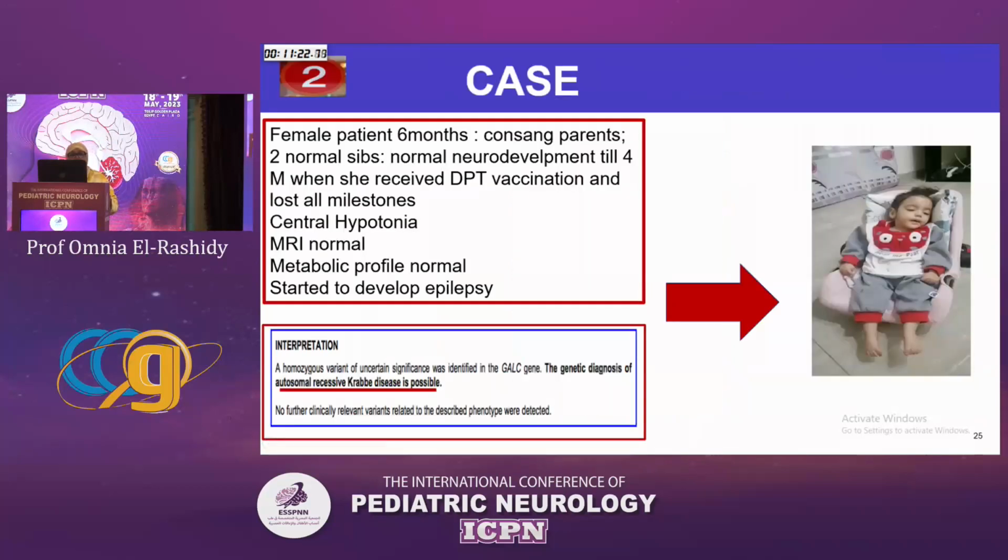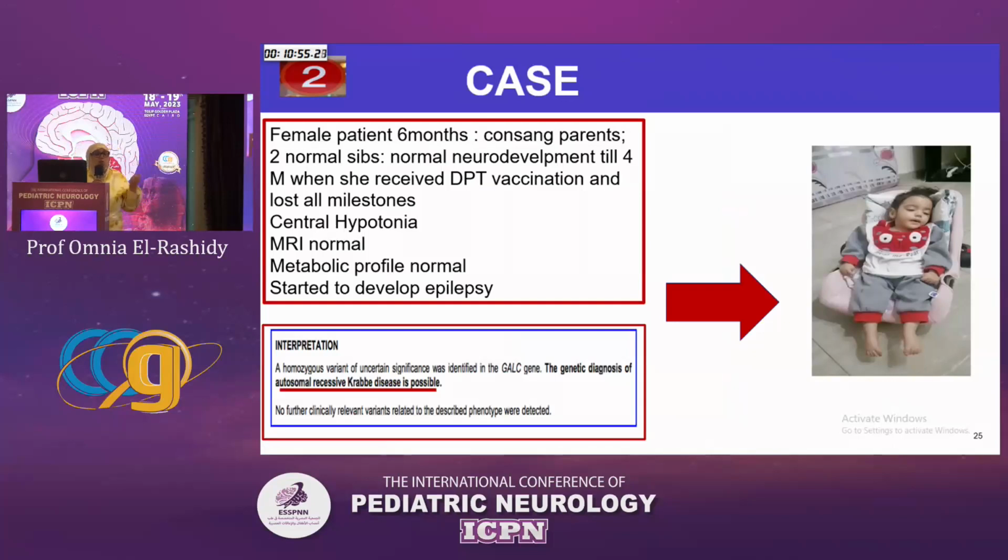The other case is a female patient who presented to me at the age of 6 months. She has consanguineous parents, 2 normal siblings, and normal neurodevelopment until 4 months. When she received the DPT vaccination, she suddenly lost all her milestones, with central hypotonia. Okay, what can I do? This is related to vaccination, of course. It may be a demyelinating disease or an inborn error which became decompensated.